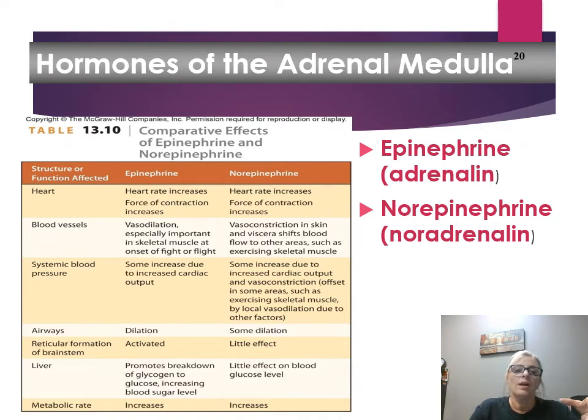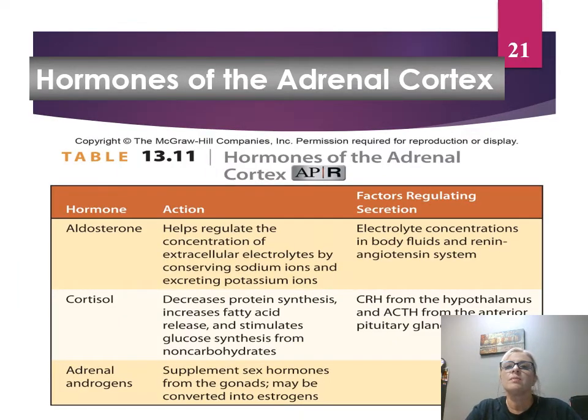And so this chart here is showing those different actions that they're going to have. What function is going to be affected, and how is it going to be affected? So there are some hormones that we have to have in order to sustain life. If they're absent, death can occur within about a week.